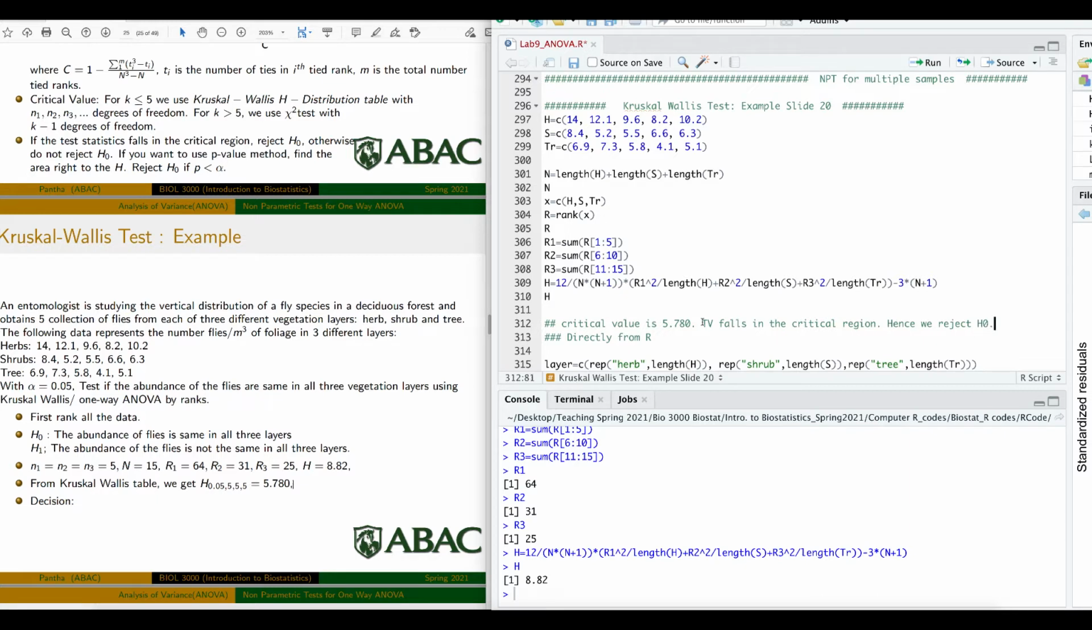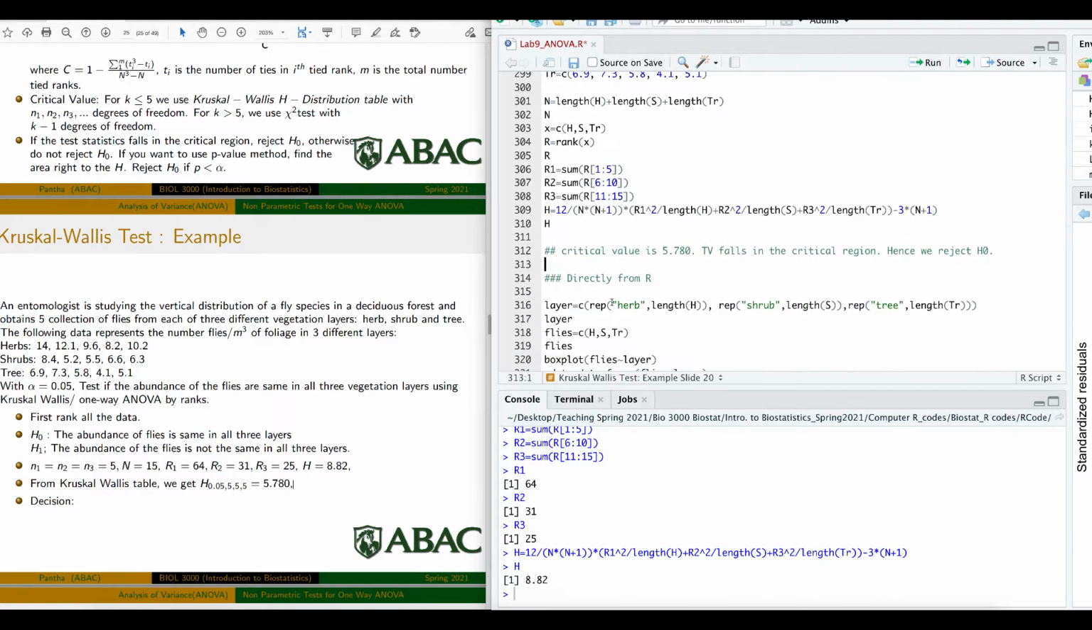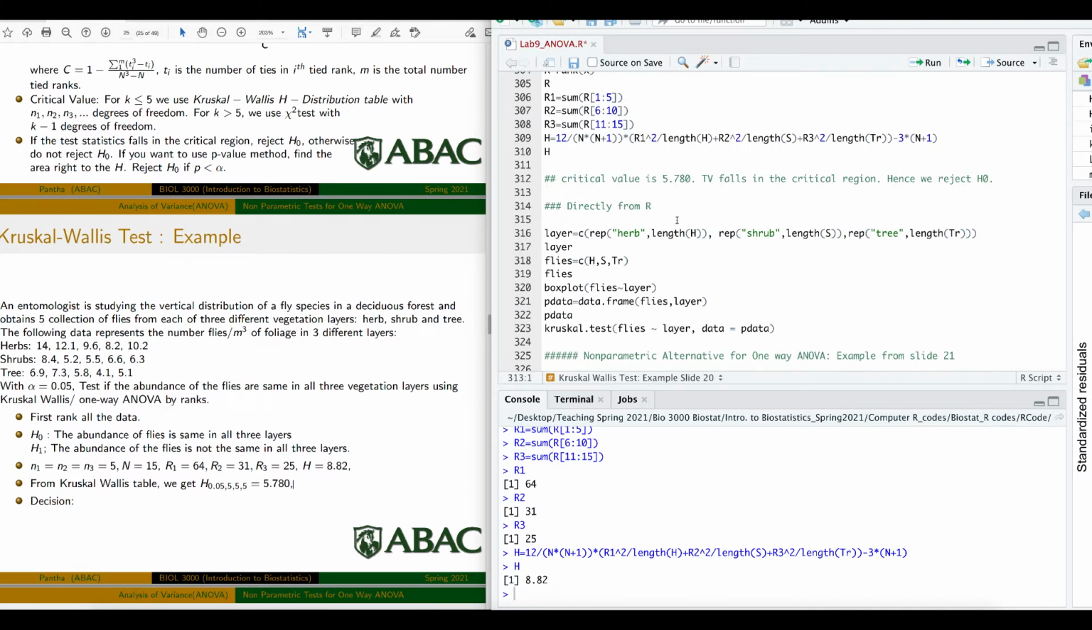We reject H0, which means they do not have the same number of flies in the different vegetations. Okay, that's what we got, right guys? So let us do it directly in R. That's what I prefer, because that's what we use all the time.